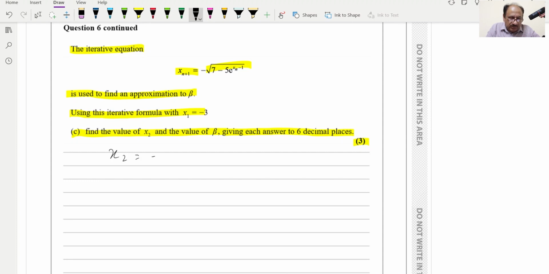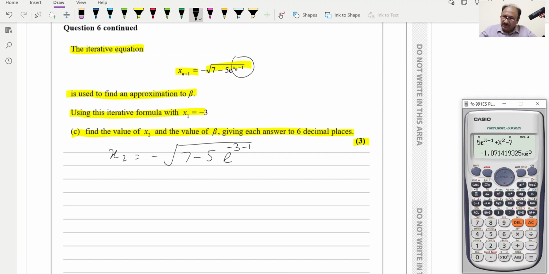So we can write x2 is equal to minus the square root of 7 minus 5 e raised to the power xn minus 1, where xn will be minus 3. This will be our x2. We can check the x2 value, for example over here we can store the minus 3 value, and then we write minus square root of 7 minus 5 e raised to the power answer minus 1.